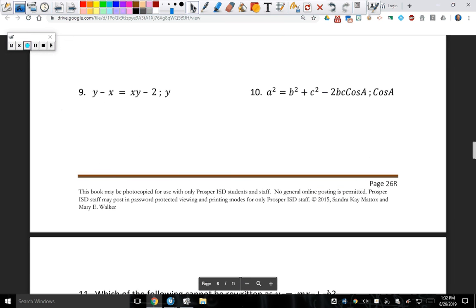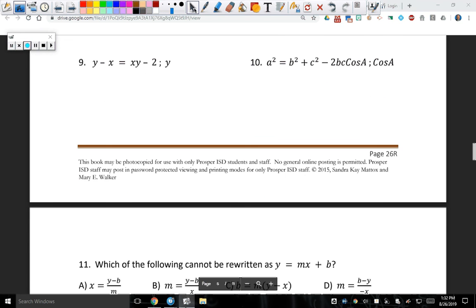Let's go to number 10. Number 10, I'm going to try to isolate cosine of A. Here we go. Multiplication exists here, here, and here. A lot of people make the mistake that they think it exists between cosine of A. It does not. Okay. So with that being said, those multiplication pieces will be done last. So let's move stuff over. What do I move? The B squared. Could I do this?